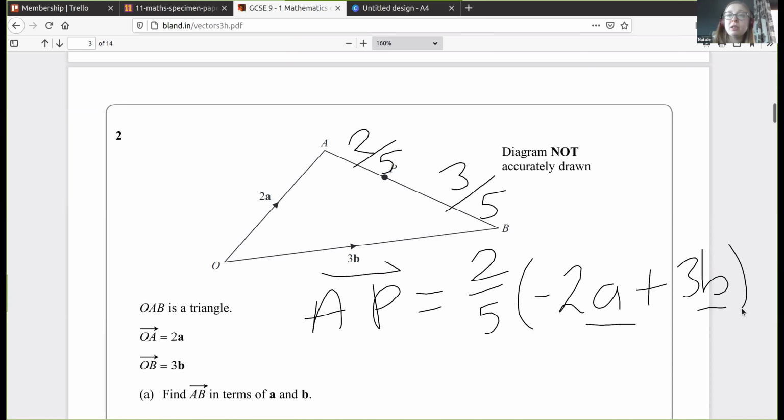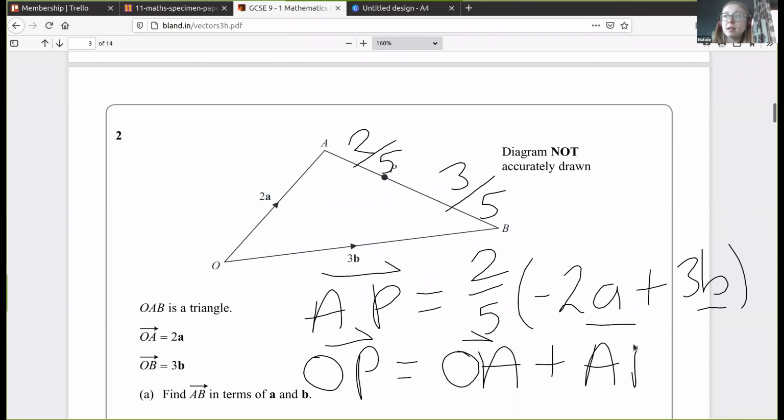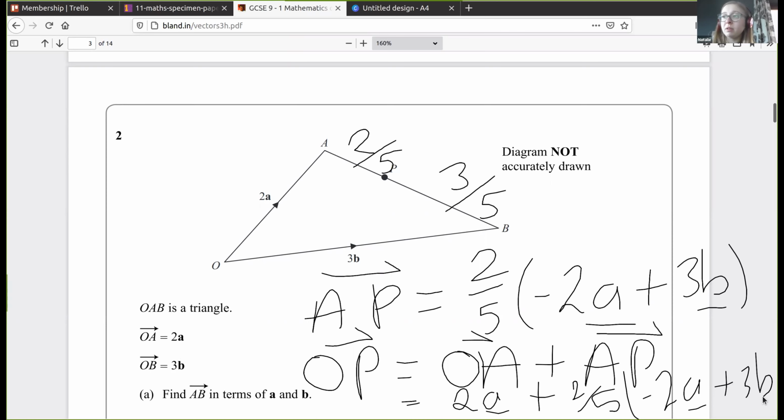So if I now wanted to work out O to P, I can say that that's the same as O to A plus A to P, which is 2A plus 2/5 of minus 2A plus 3B. Oh, I'm going to run out of space.